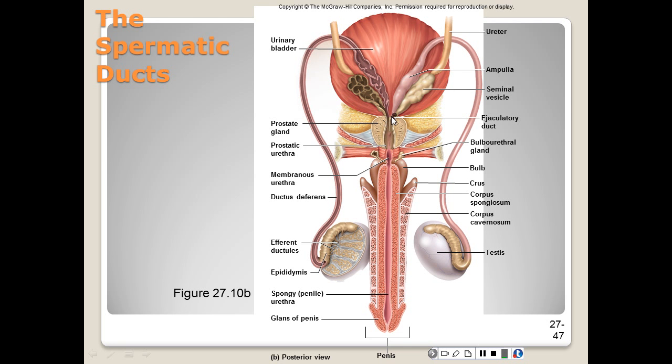Okay, and then this duct passes where? This duct passes through the prostate gland, which you see here, and then it empties into the urethra. And then this is the last of the spermatic ducts.